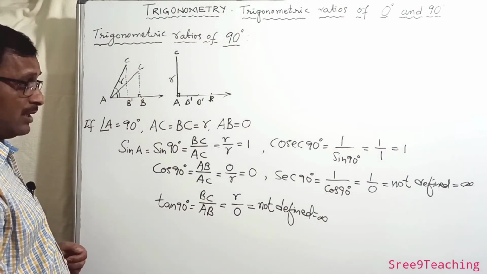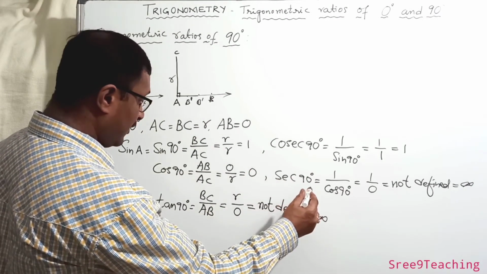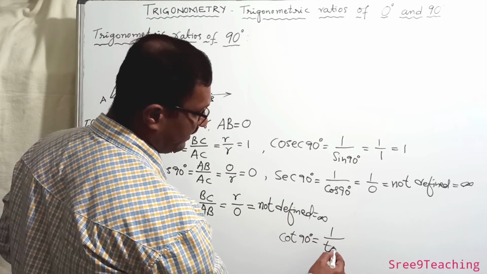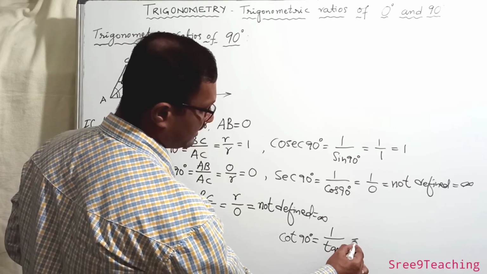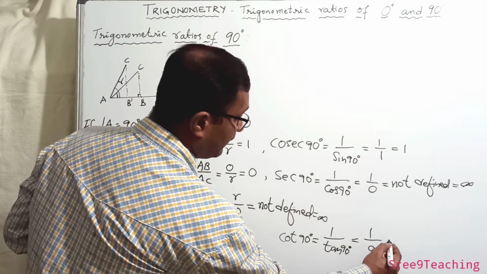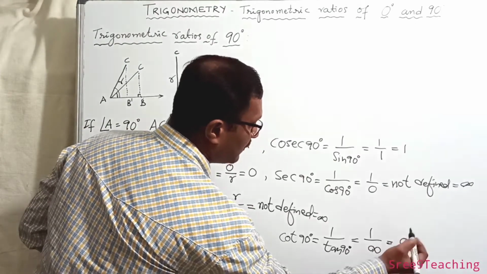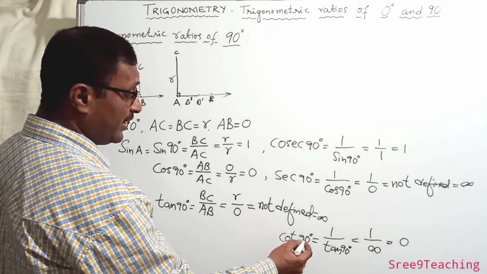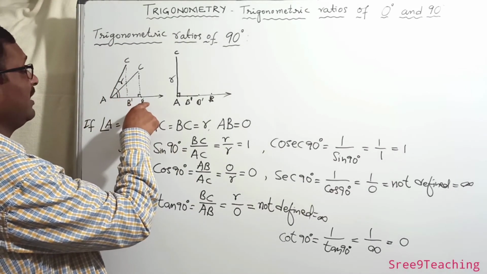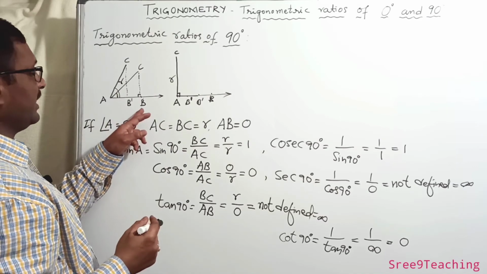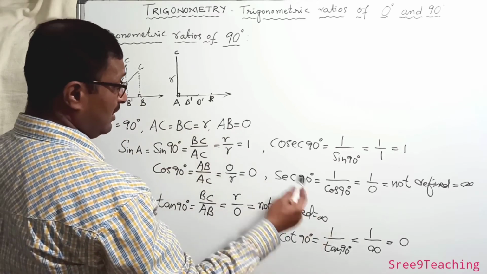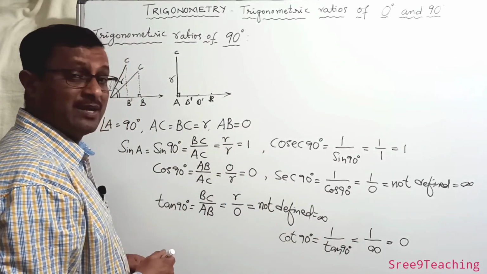Now we got cosec 90 degrees and sec 90 degrees, and we have to find cot 90 degrees. Cot 90 degrees is nothing but the reciprocal of tan 90, isn't it? So that is 1 by tan 90. Tan 90 is not defined, so 1 by not defined. When it is like this, it will be 0. Or simply, if you take cot 90 as adjacent side by opposite, adjacent is AB, opposite is BC. AB is 0 by BC, which is R. So 0 by R becomes 0.